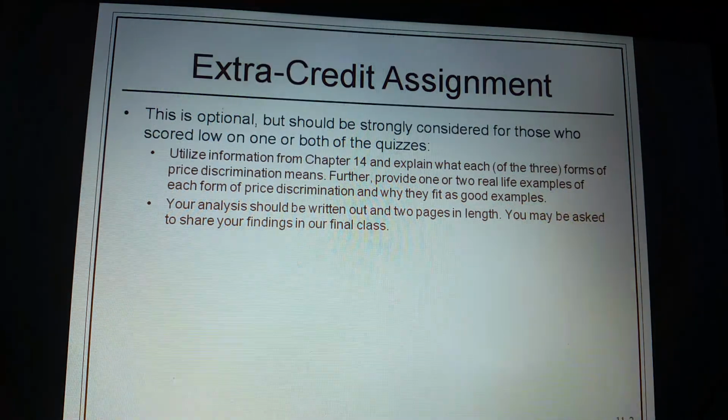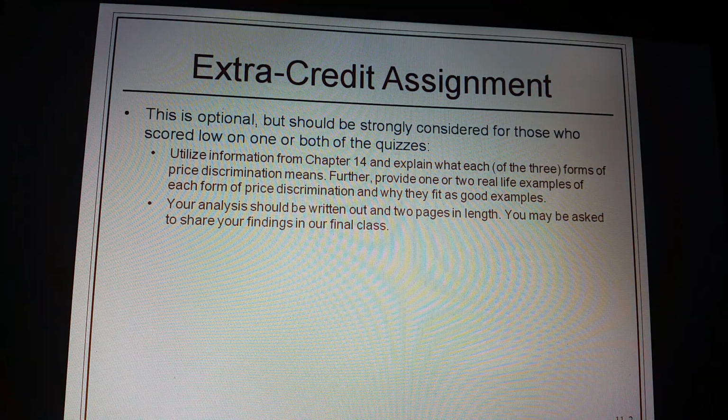Once again, this is optional, but it should be strongly considered for those who scored low on one or both of the quizzes. In this extra credit assignment, you're asked to utilize information from chapter 14, which is probably the one chapter we're really not going to get to, and explain what each of the three forms of price discrimination mean. So go through and describe each of the three forms of price discrimination.